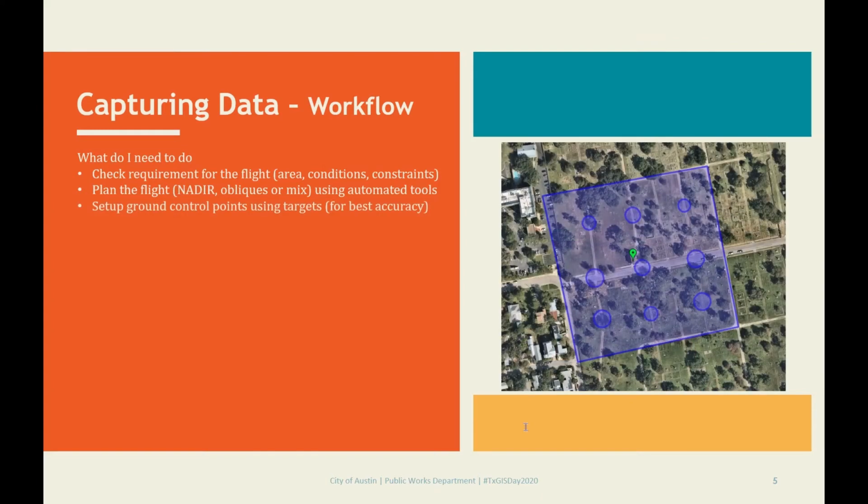The next step would be to set up the ground control points using targets for best accuracy. The data you can get is a point cloud, and this point cloud will be more accurate if you have some tie-in points. That means the ground control points. The data for the ground control points is collected prior to the flight and then marked on the ground to be visible from the imagery.